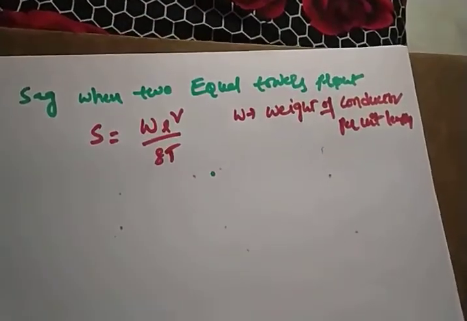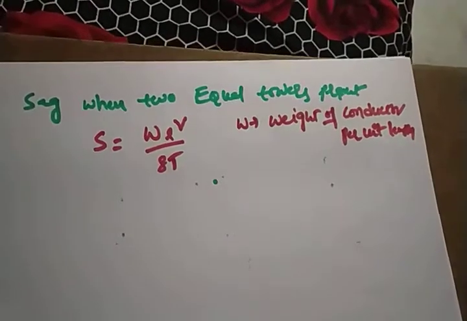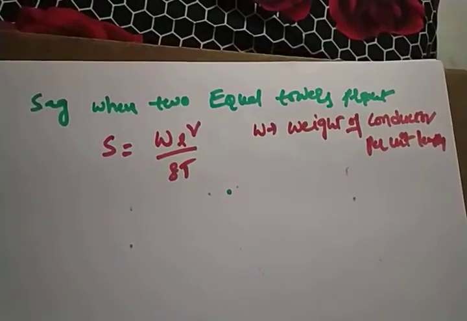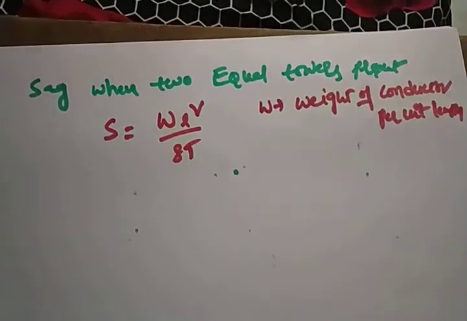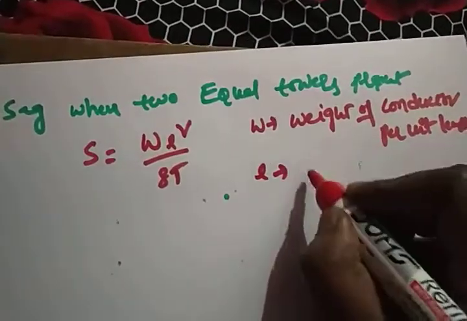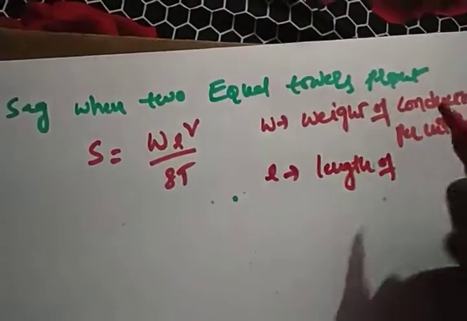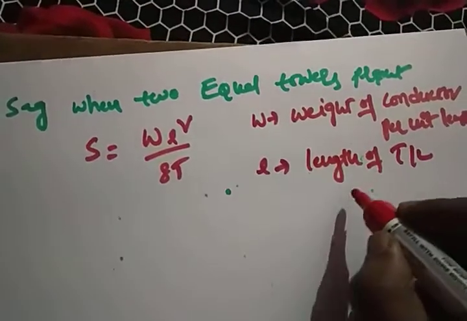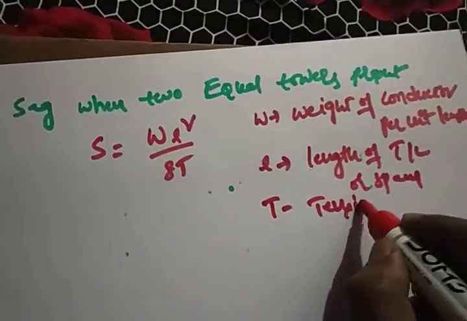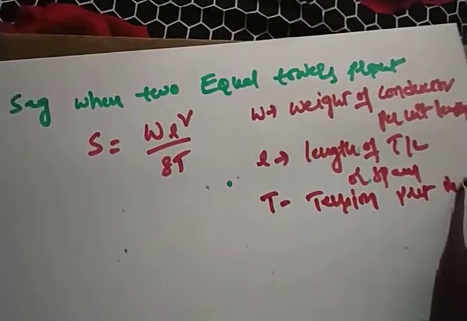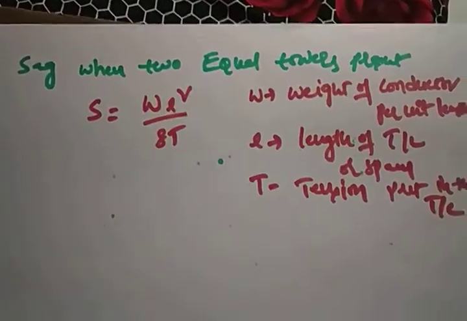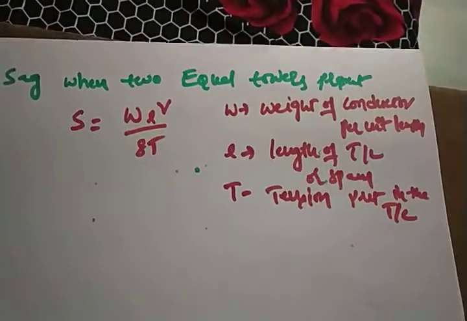Suppose the transmission line length is very, very large. It's very difficult to find out the calculation throughout the length, so I need to take it as per unit length. Each and everything will go per unit length. And L is nothing but the length of the transmission line or a span, whatever it may be. T is nothing but the tension present in the transmission line.